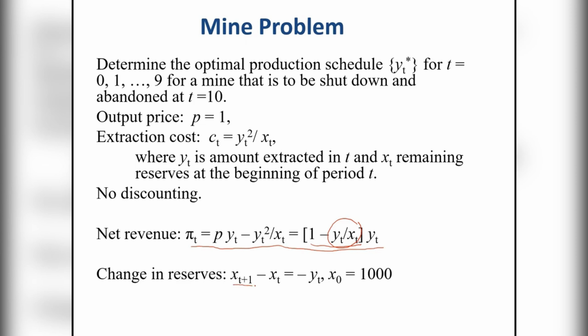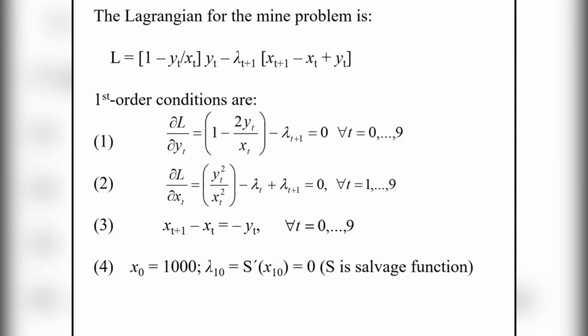And of course, this is our equivalent of the growth function that we saw previously, and what we find here is that the change in the amount of ore that's in the mine is equal to minus y, the extraction in any given period, and we assume that we start with 1,000 units of ore. So how do we solve this?